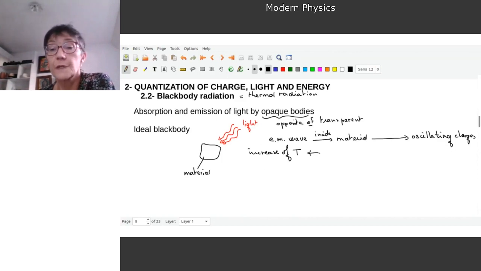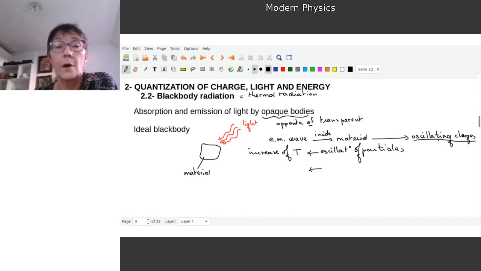This is oscillation of particles. And what will lead to decrease of temperature is the fact that you have oscillating charges. I don't know if all of you have had this course on electromagnetism, and you study in electromagnetism that oscillating charges, not actually, accelerated charges. What do they do? Accelerated charges. Do you remember?